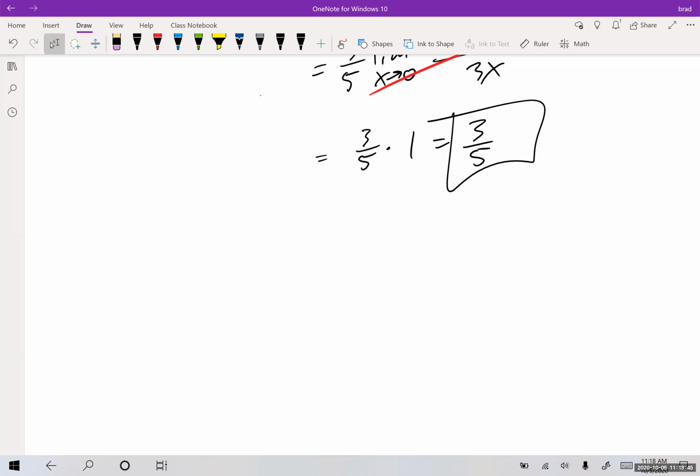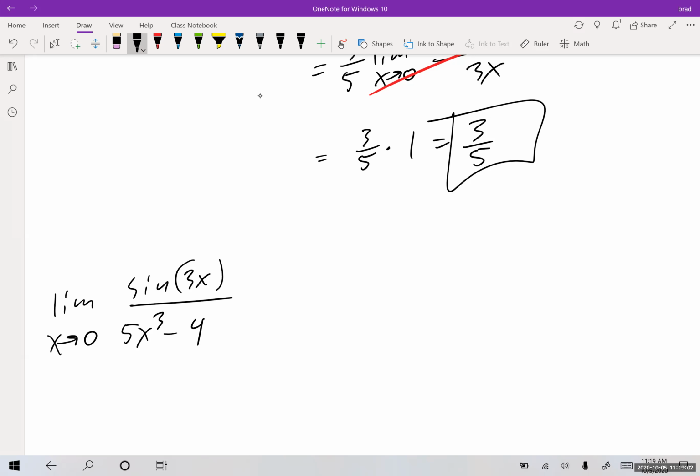Oh yeah, this one. So let's say we have the limit as x approaches 0 of sine 3x all over 5x cubed minus 4x. Did I write it correctly? Yeah, 5x cubed minus 4x, okay?